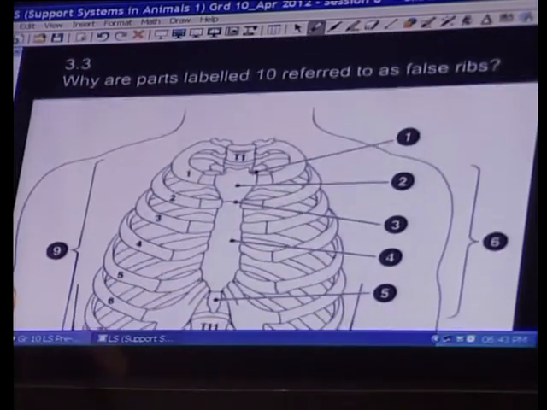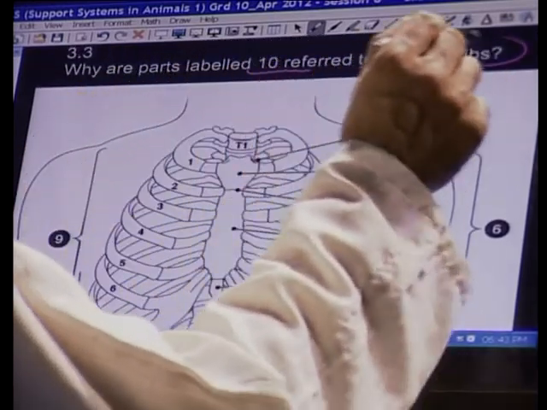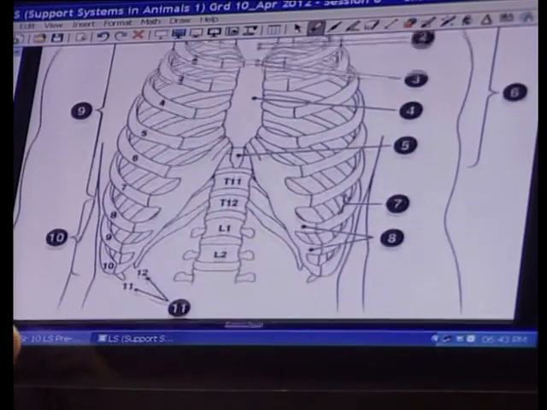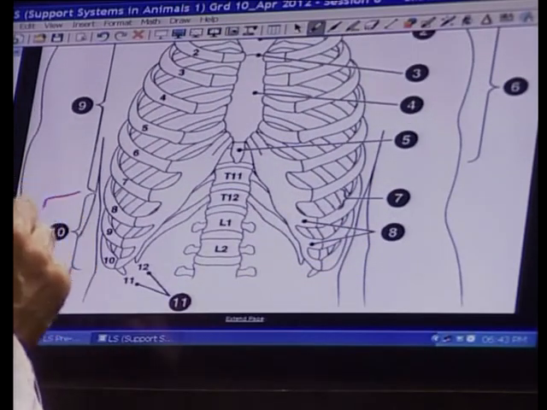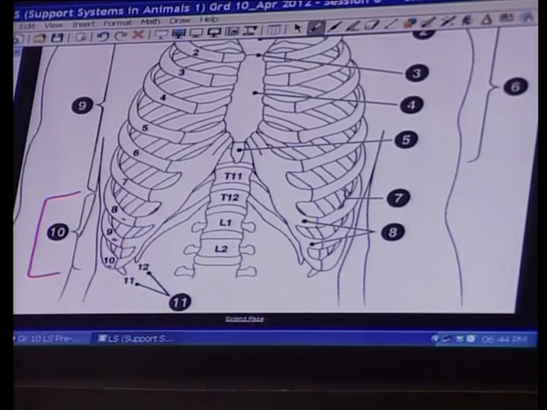We go further. Why are the parts labeled 10 referred to as false ribs? Let's go back down the diagram. There's 10 here. 10 is talking about ribs number 8, 9, and 10. And why are they not known as true ribs? We distinguish between 3 types of ribs when we discussed the rib cage. We spoke about true ribs, 7 pairs. We spoke about false ribs, 3 pairs. And we spoke about floating ribs, 2 pairs.